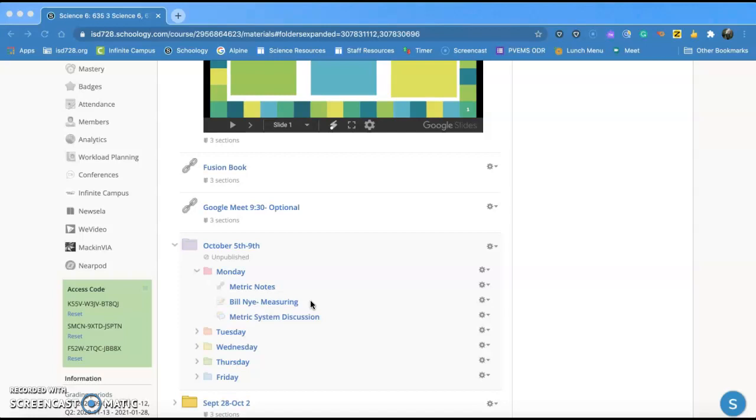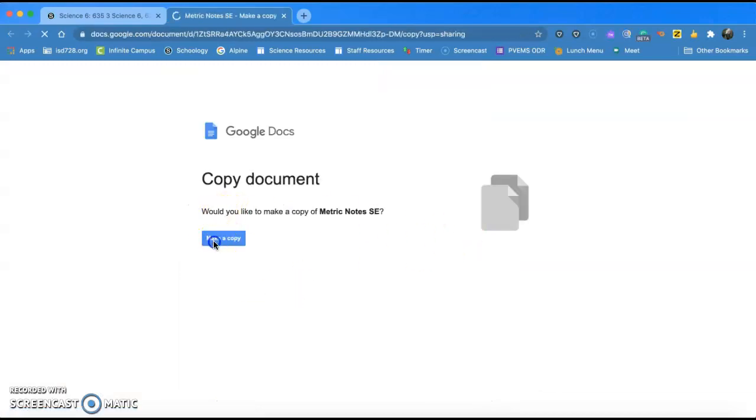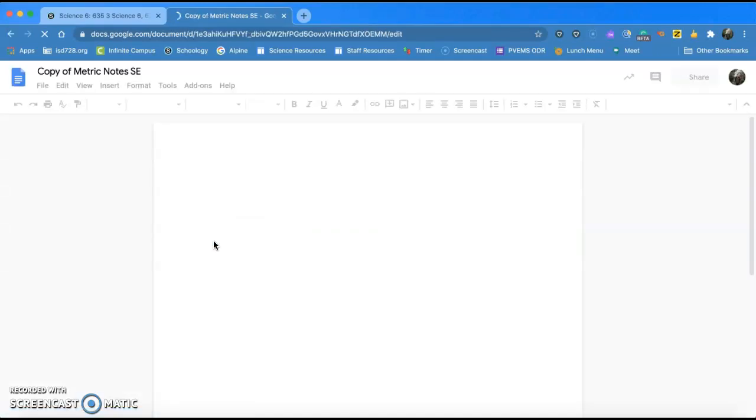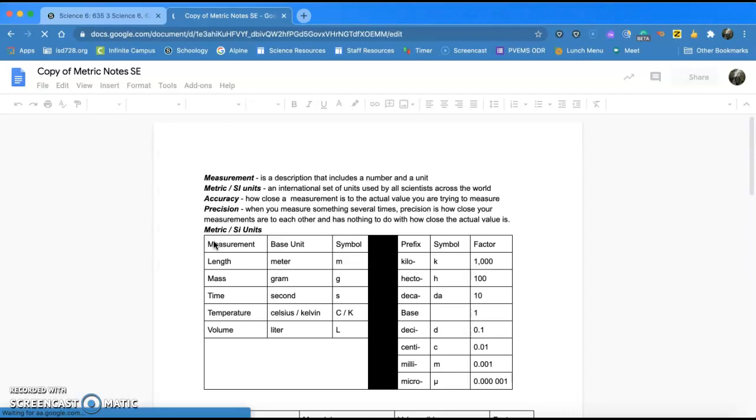So I want to talk a little bit about it today. So I'm going to go into my metric notes. I'm going to click on it. It's going to force me to make a copy. So I'm going to say make a copy. And immediately after you make your copy, the very first thing that you do once your page loads is you click on that little folder and you put it in your 6th grade science folder.